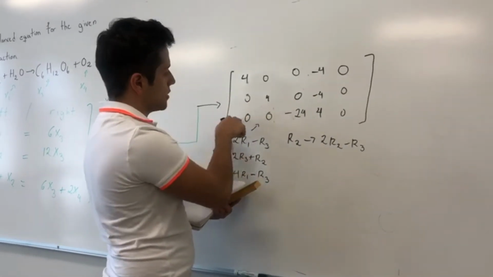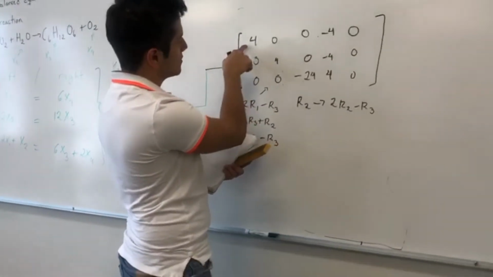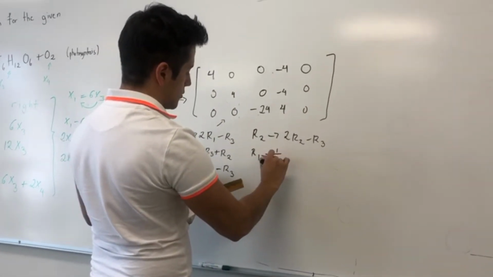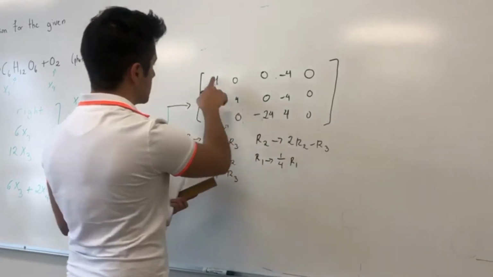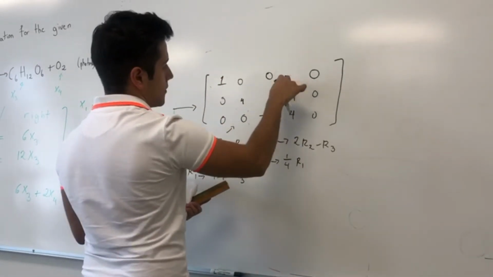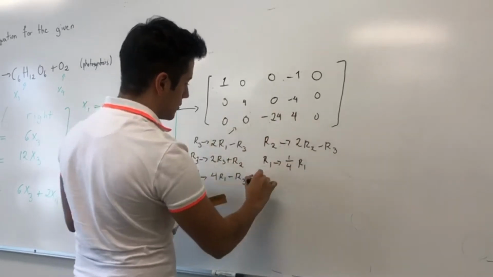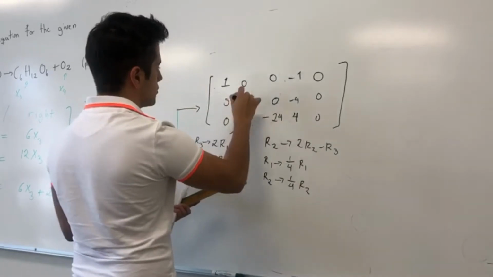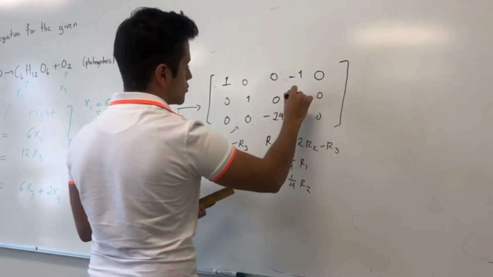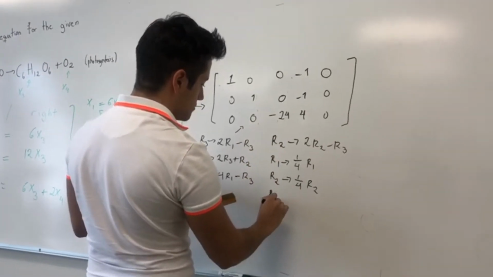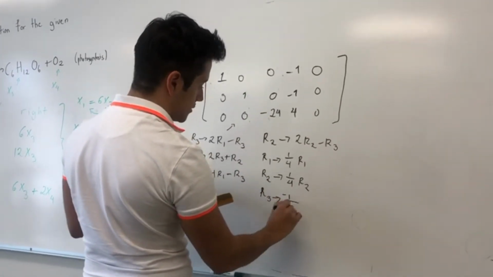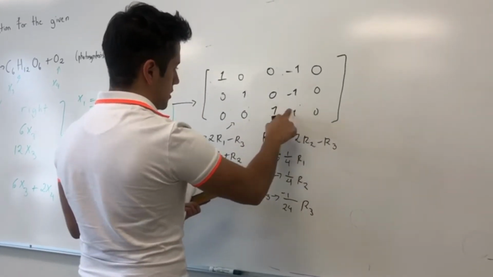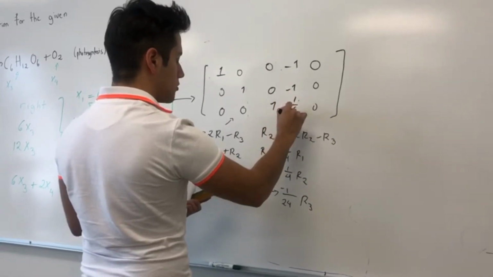Okay, so we have these zeros, and the next step is to make this diagonal ones. So in row 1, we'll do 1 over 4 times row 1. So this will be a 1, and this will be a minus 1. In row 2, we'll do the same: 1 over 4 times row 2. So this will be a 1, and this will be another minus 1. And in row 3, we'll do minus 1 over 24 times row 3. So we'll get rid of this, making a 1, and here we'll have a minus 1 over 6.